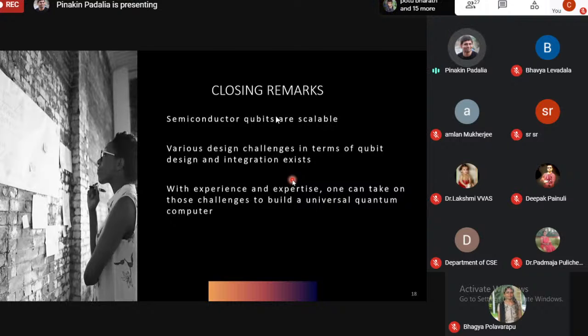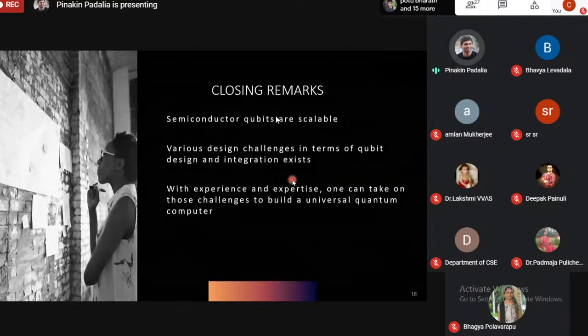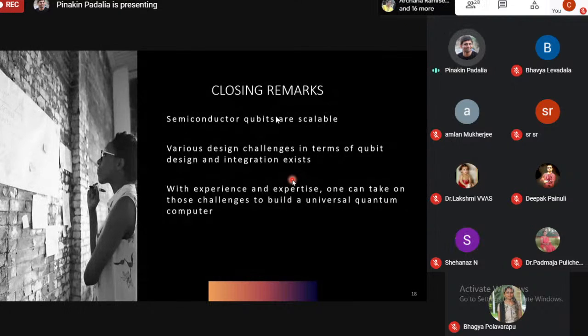But one thing that we are sure of is that with experience and expertise, one can take on those challenges to build a universal quantum computer. It's like this: when we know where we want to go, and we have a certain set of paths that we have made up our mind for, there will always be challenges. But the experience and expertise that we bring with ourselves is going to help us build this universal quantum computer. And once it is there, everybody knows that the potential for such a quantum computer is going to be tremendous in terms of drug discovery and other aspects like quantum simulations.